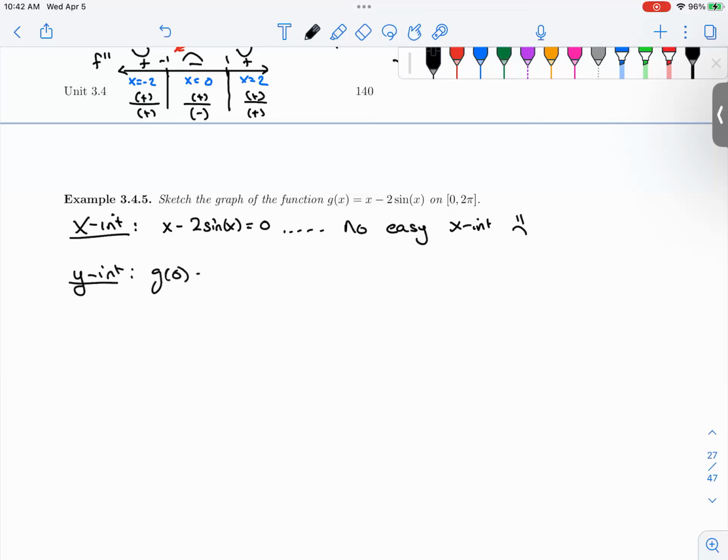G of 0. That's going to be 0 minus 2 sine of 0, which is going to be 0, because sine of 0 is 0. It's a lot of zeros, I've said. So that means we've got a y-intercept at (0, 0). That's also an x-intercept, but it wasn't going to be easy to find it. So we'll just skip that and just find the y-intercept that way. So we got that.